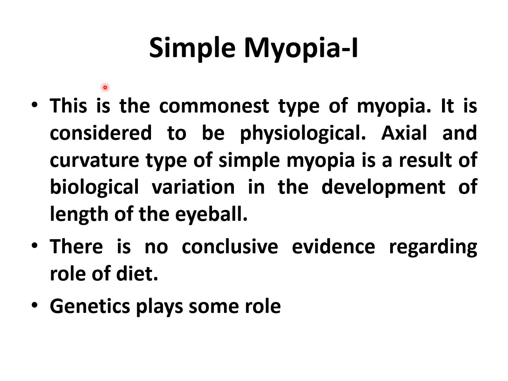Simple myopia is the commonest type of myopia. It is considered to be physiological. Axial and curvature type of simple myopia is a result of biological variation in the development of the length of the eyeball. There is no conclusive evidence regarding role of diet. Genetics plays some role, as one or both parents of these children are often seen to have simple myopia.